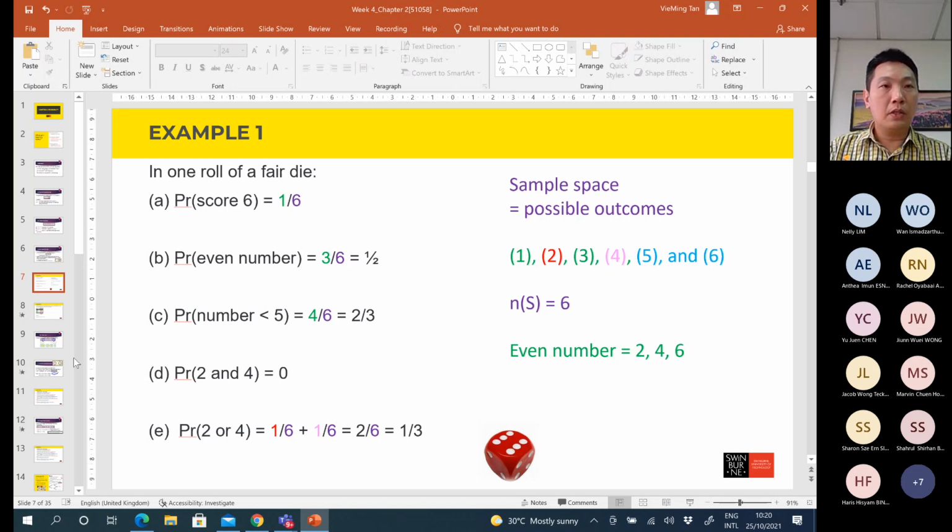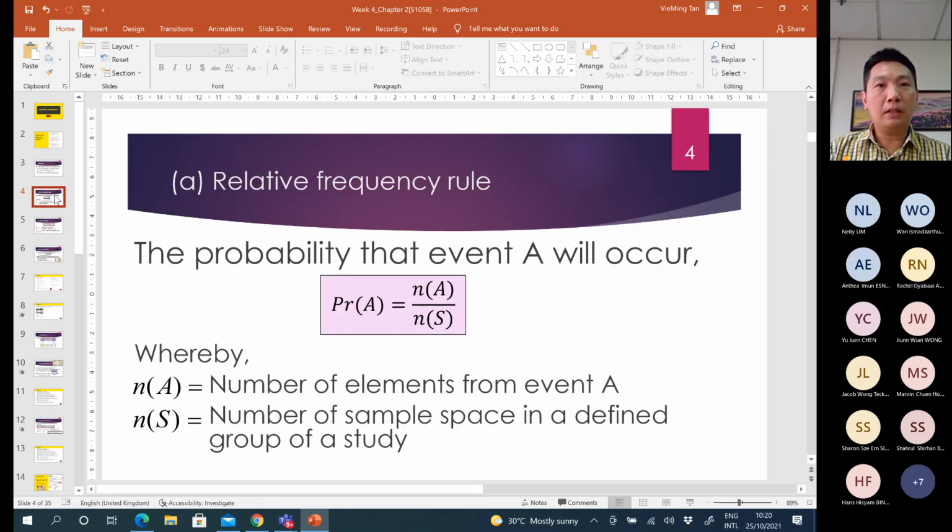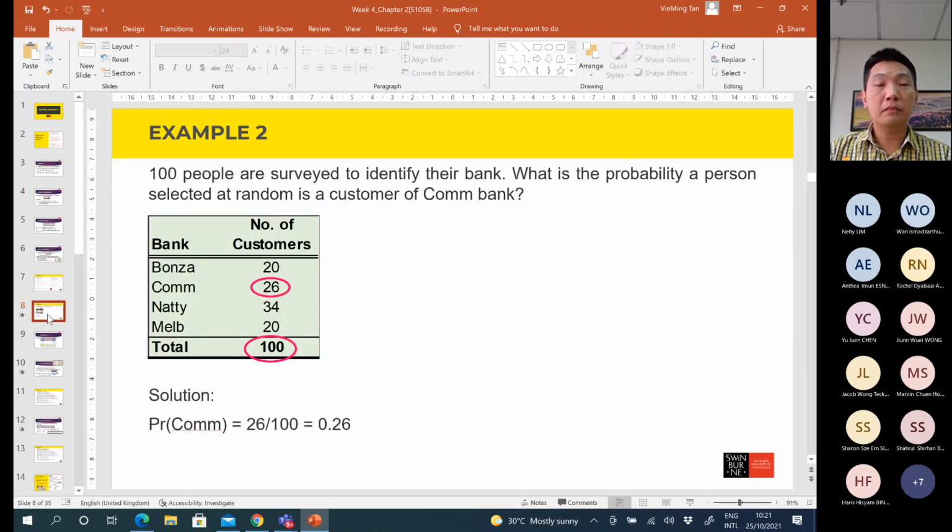Okay, all right. So let us try to apply the formula that we learned today, this relative frequency rule formula, to some case study. So let's try one question here. This question is: 100 people are surveyed to identify their bank. That means the preferred bank, which bank they use to do business transactions or have an account in.